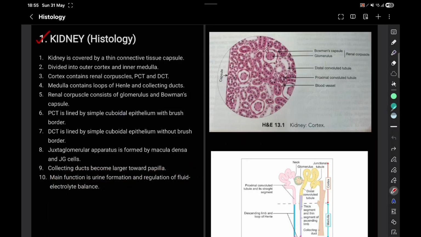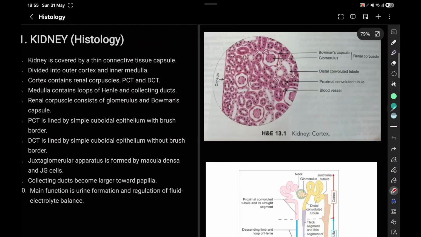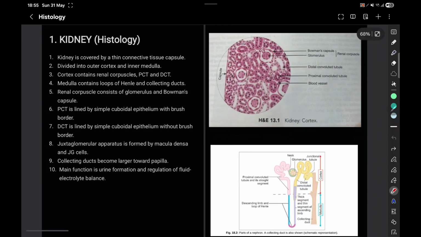So these are our 10 histology points for kidney, and the diagram, hope we are clear with it. We have the capsule, we have the Bowman's capsule, glomerulus, which collectively called as renal corpuscle, DCT simple cuboidal without brush border, PCT simple cuboidal with brush border, and we also have some blood vessels here and there. Done. So yeah, just few points about kidneys histology.